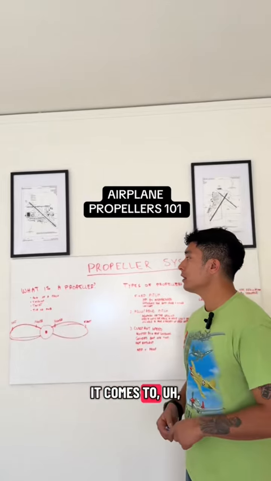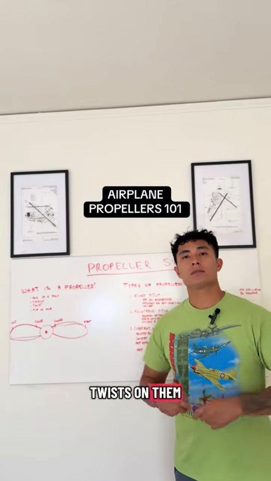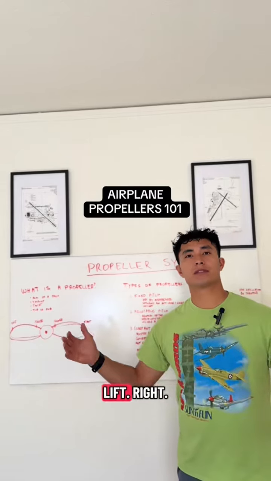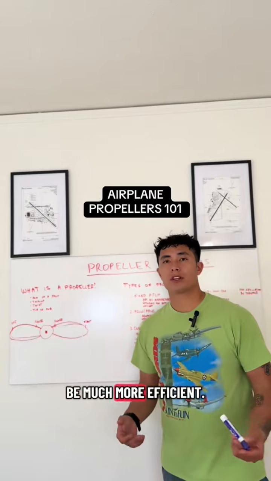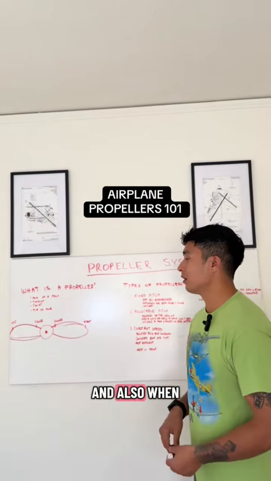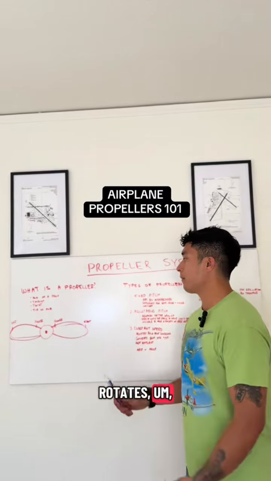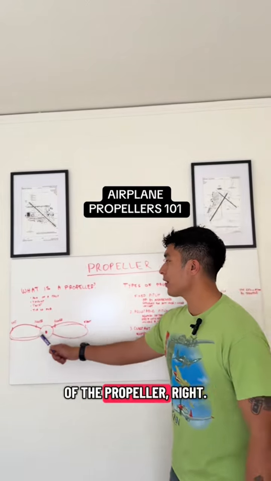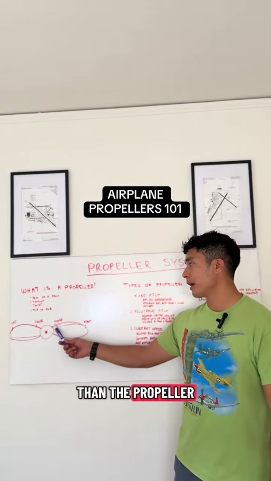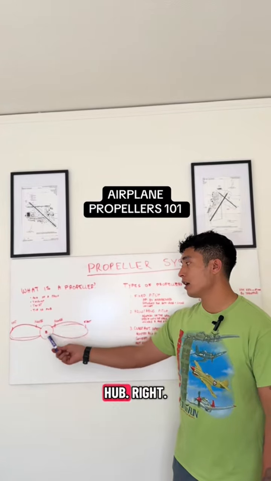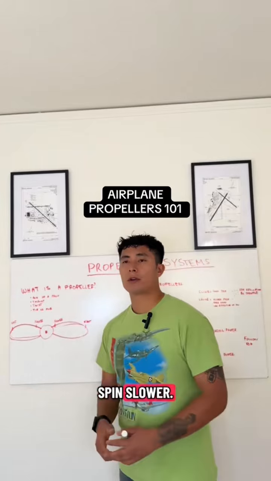And our propellers have twists on them to generate uniform lift, and the reason why is so that it can be much more efficient. Also, when it comes to that twist and how our propeller rotates, the tips are going to spin much faster than the part closer to the hub. The hub is the center of the propeller, so that's going to spin slower.